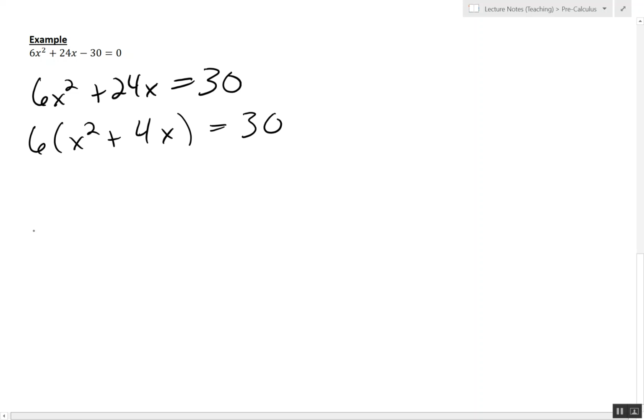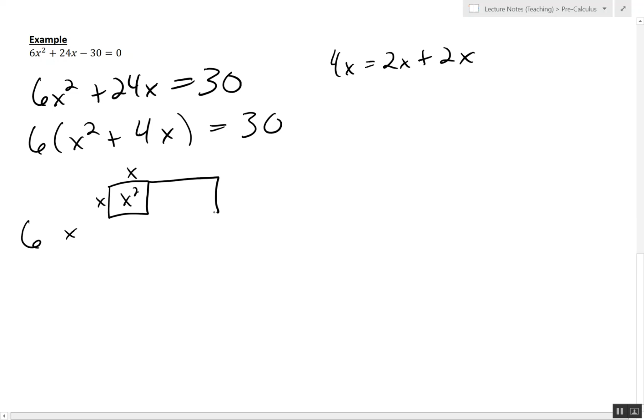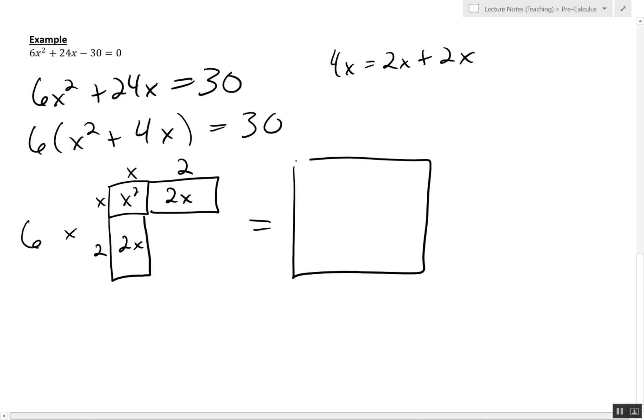So what we're going to do is we're going to have 6 times the area of a square, where one box is made up of x squared, so that'll give you x and x. This 4x is just really 2x plus 2x, and notice I'm splitting it up again, so we'll have one box that is 2x and one box that is 2x here, so this is a 2 here as well, and this should all equal something that has area 30.